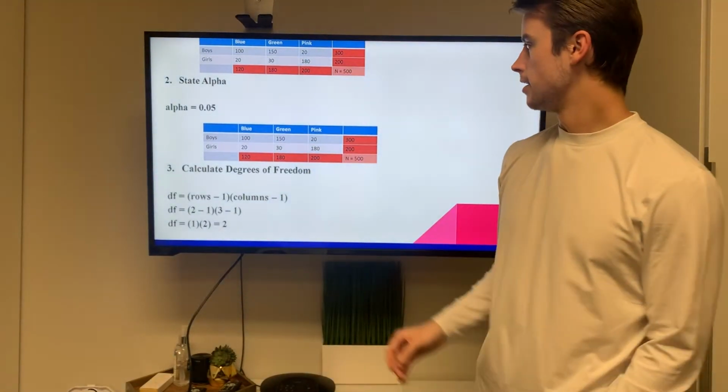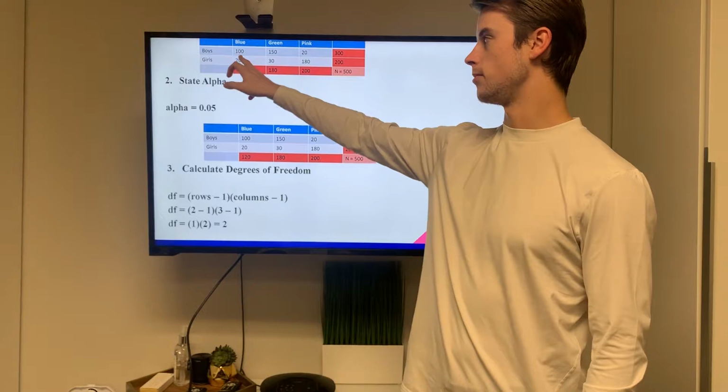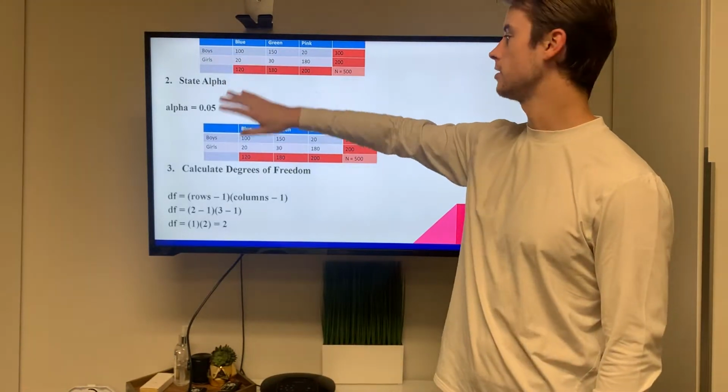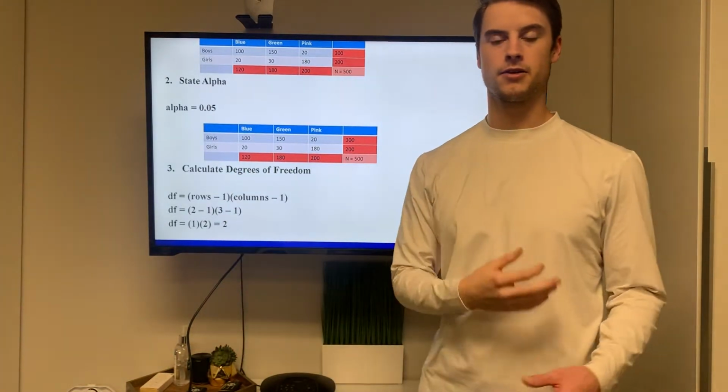Step 2, state the alpha. Again, writing information down that you already have. We have our chart, our contingency table here. We have our alpha here. So then our step 3 is we calculate our degrees of freedom, right?